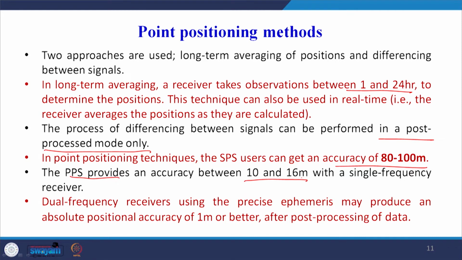And if we have a dual frequency receiver and we use precise ephemeris data, then we can get an absolute position accuracy of 1 meter or better, but we have to process this data. There is software available. Once we collect the data, this is raw data, and raw data may have certain inherent errors present. So, we have to process this data through the software which is available to us when we are procuring the system. We process the data and then we can get the better accuracy.